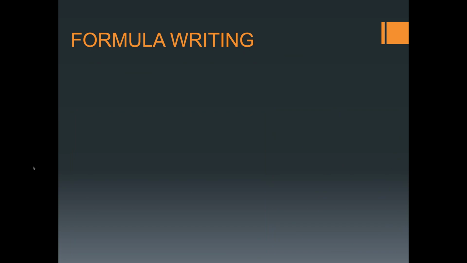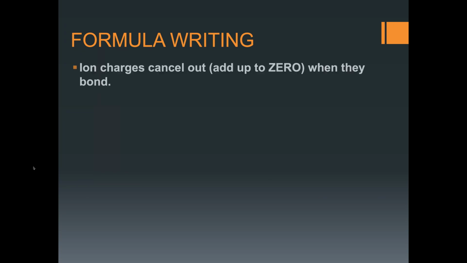Okay, so formula writing. When you write the formula for any substance, the ion charges cancel out. All the positive charges cancel out the negative charges, and the charges add up to zero. You always write the symbol and name of the positive ion first, and then the negative ion second. Always, always, always. Okay, so when is this not the case as far as we're concerned?